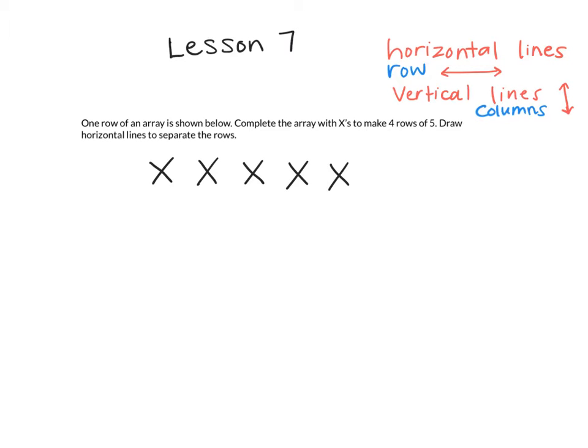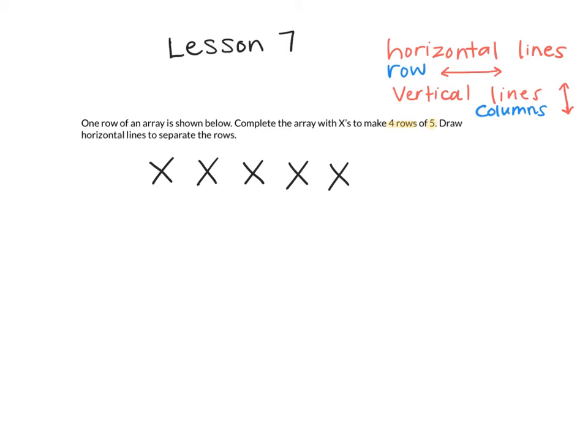Today you need to really pay attention to whether you are creating rows or columns. So here's our first problem. It says one row of an array is shown below. I see a row going across, and I can see there are 1, 2, 3, 4, 5 X's. It says complete the array with X's, so they want us to keep making X's to make 4 rows of 5. How many rows do I have right now? I only have 1 row. How many rows do they want? I'm going to use my little highlighter tool, and I need to make sure that I have 4 rows, and there needs to be 5 in each row, okay?